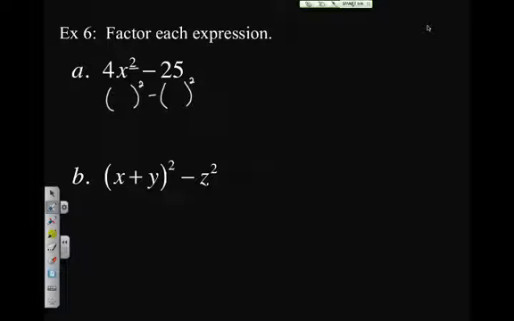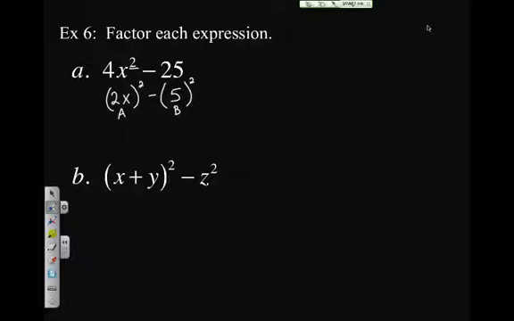So we want to think, what squared equals 4x squared? Well, if we think about the 4, 2 squared is 4. If we think about the x squared, it's x squared. When we go to the 25, what squared is 25? That one's pretty easy. 5 squared is 25. So once we've written it like this, this is like the a value, this is like the b value.